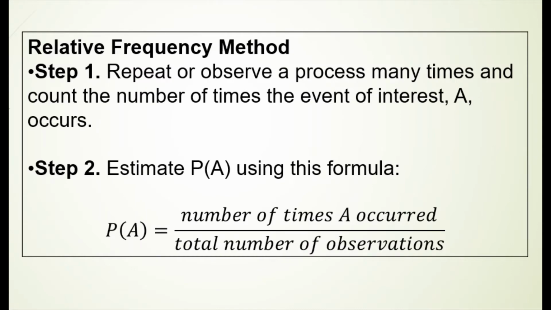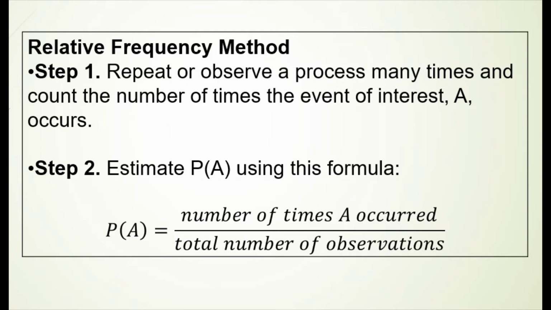All right, now to find a probability using the relative frequency method, the first thing we're going to do is do an experiment. We're going to repeat or observe a process many times and count the number of times the event of interest, A, occurs. And then step 2 is to estimate the probability of A using the formula. The probability of A is equal to the number of times A occurred divided by the total number of observations.